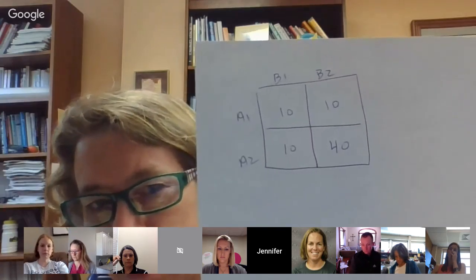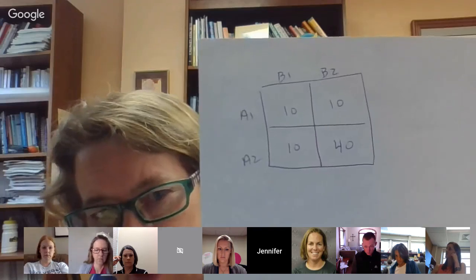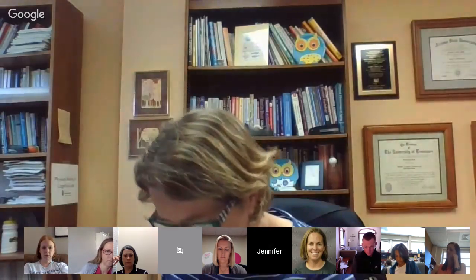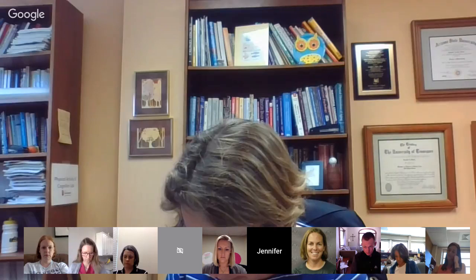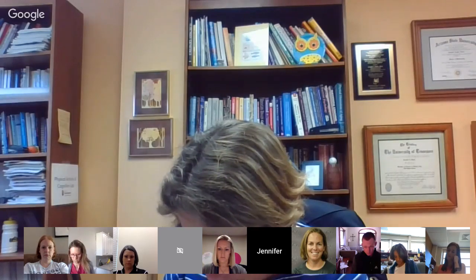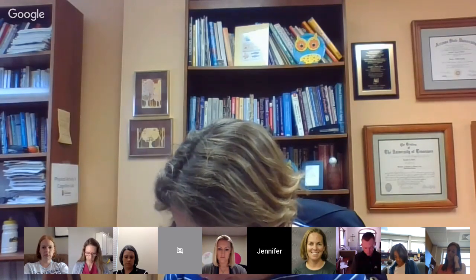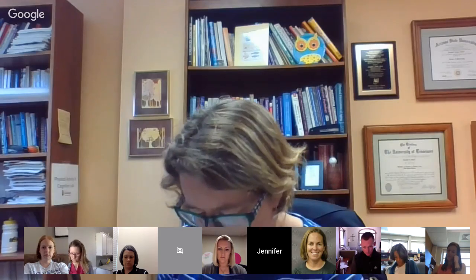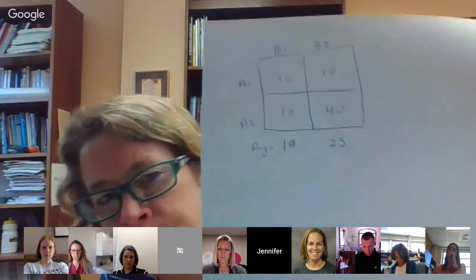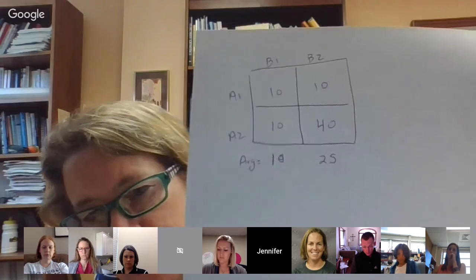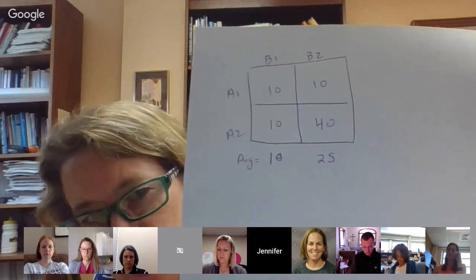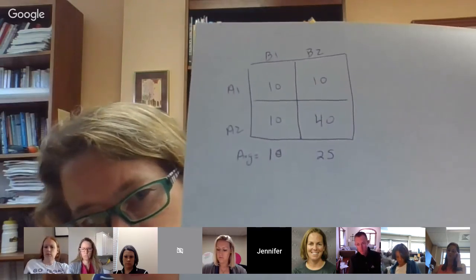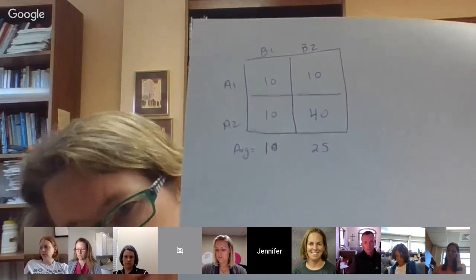I said a main effect means you ignore the other variable. So the average for B1, and this is assuming that there's equal sample size, of course, the average for B1 is 10 and the average for B2 is 25, suggesting that there's a main effect for B. And then I would do the same thing for A1 and A2.